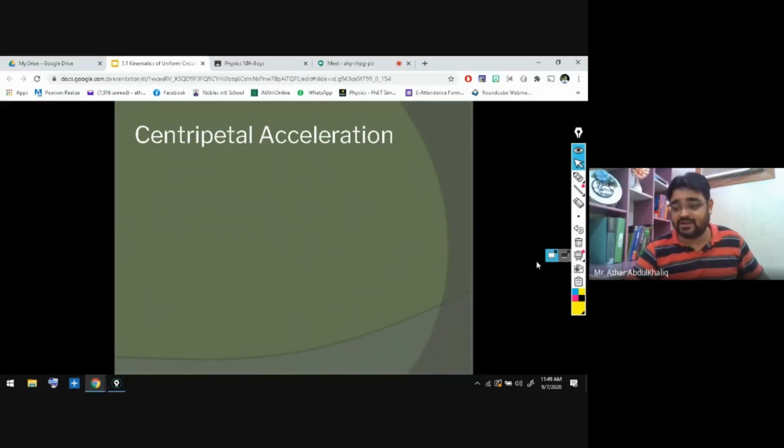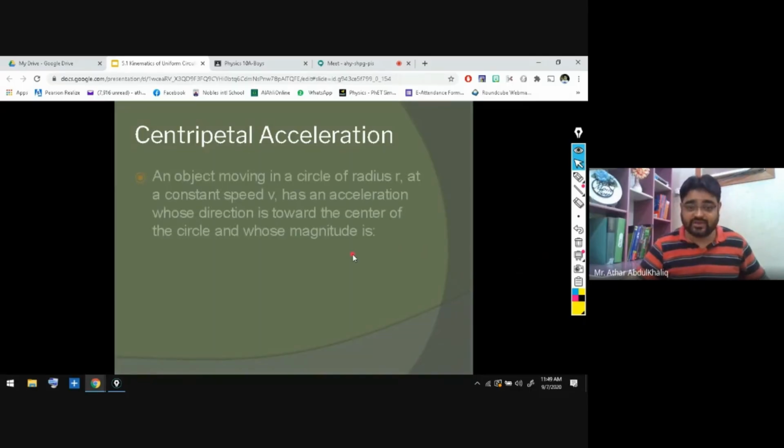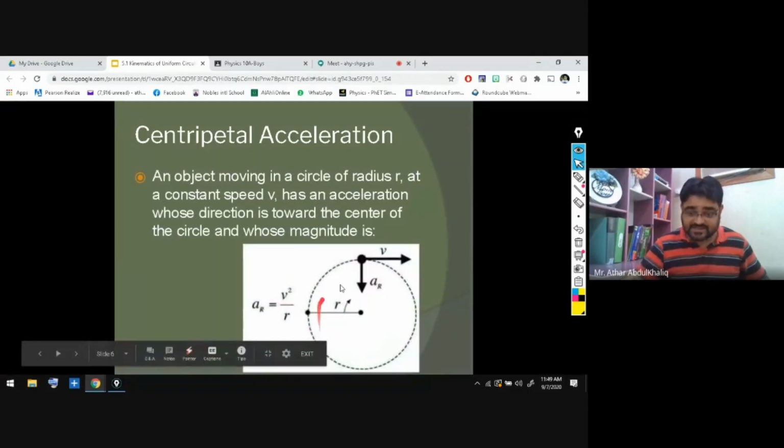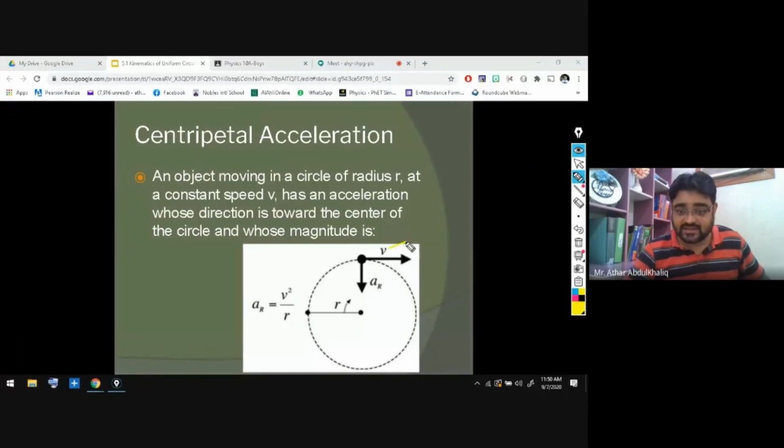Whenever I tell you the object is moving like this, this is the object, this one. This object is moving on the circular track. Velocity is tangent, as we discussed here. This velocity is tangential velocity.